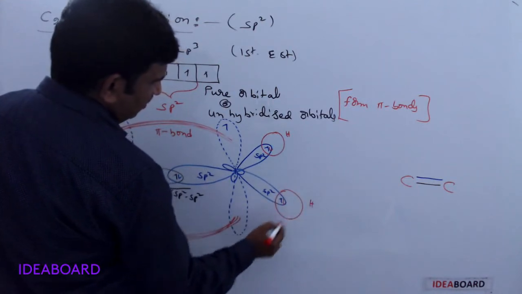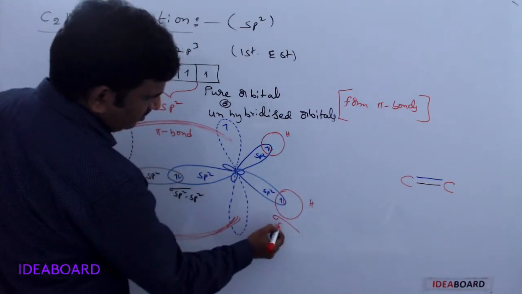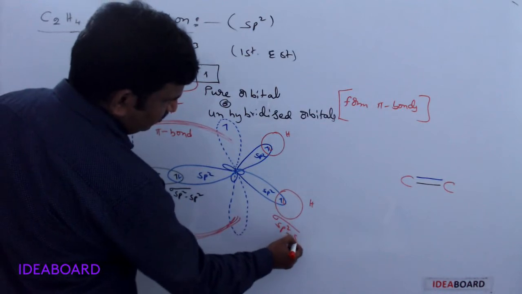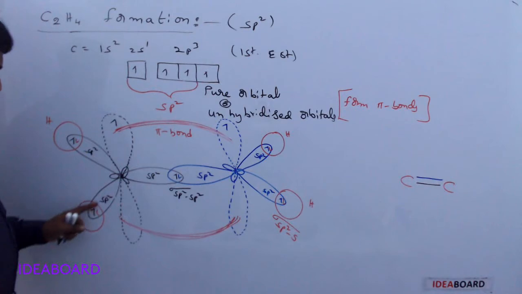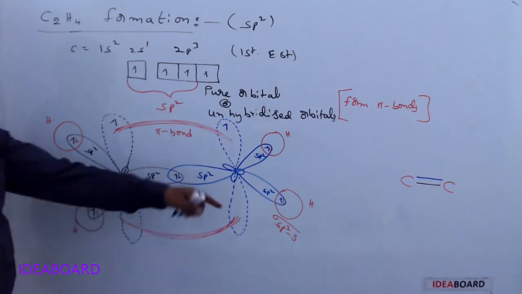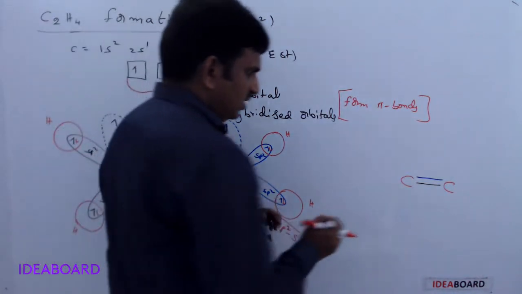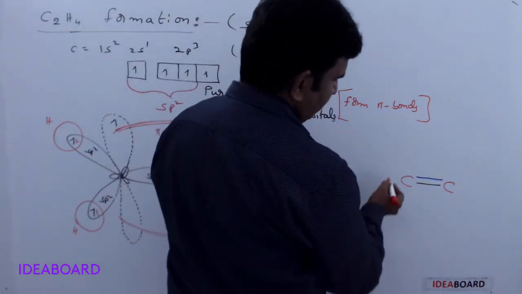So in this way, they form what type of bond? Sigma sp2s, because hydrogen has an s orbital and carbon has an sp2 orbital. By linear overlapping, they form a sigma sp2s bond. So here they are forming the remaining bonds.